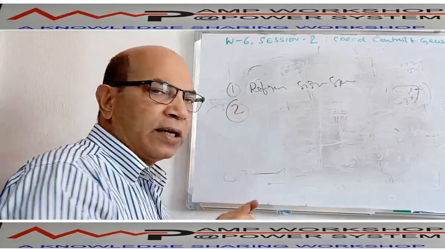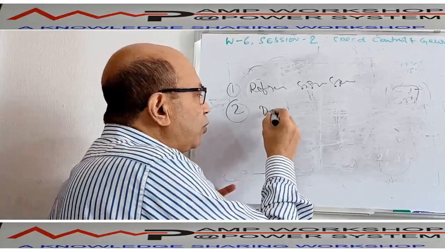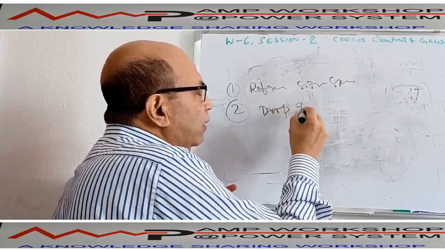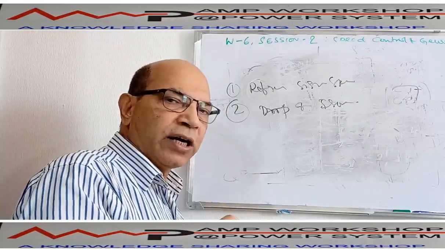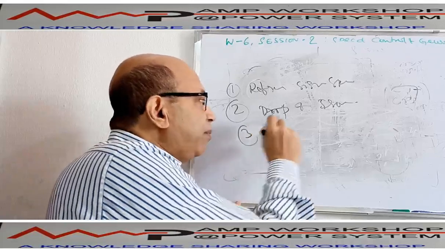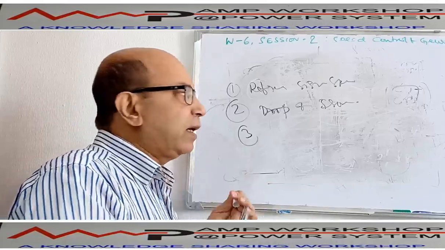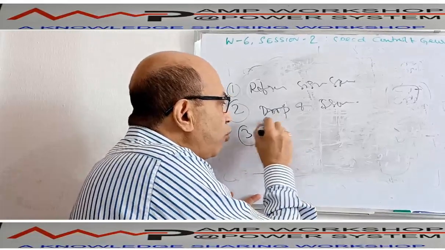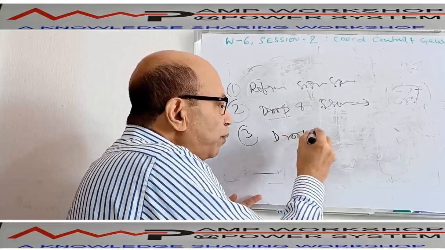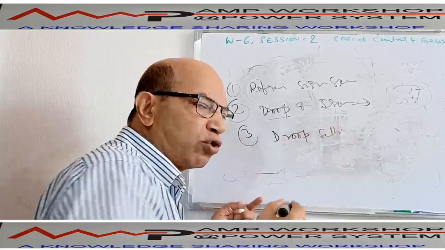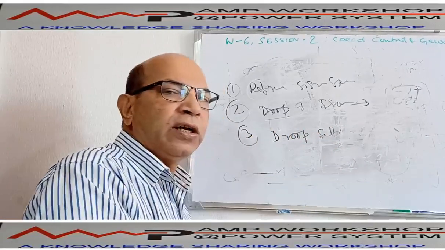Number two setting: in which mode do you want to operate the machine, droop mode or isochronous mode? That selection should be there. This is the droop or isochronous mode selection. Then number three, the next setting will be the droop setting: what percentage of droop do you want to run? You want to run the machine at 2% droop or 3% droop or 4% droop. The droop setting should be there.